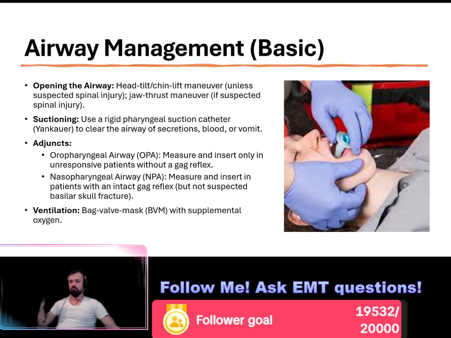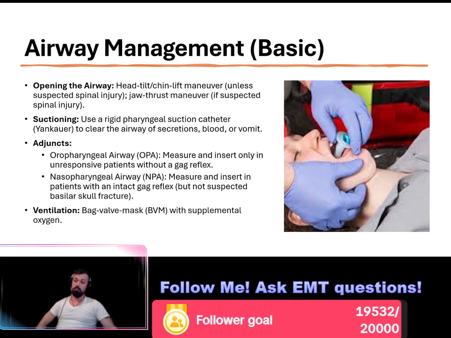So for OPAs, you measure and insert the OPA from the corner of the mouth to the angle of the jaw, the earlobe. Anywhere in this range, from the corner of the mouth to the angle of the jaw or the earlobe, will pretty much work. Okay, I'm not going to teach you how to put airways in. I'm not going to go over that today because this is about resuscitation basics.